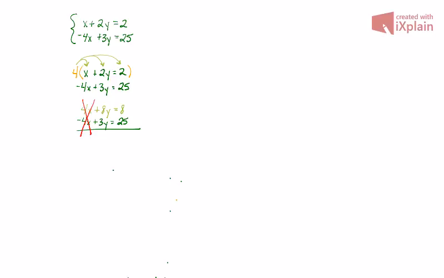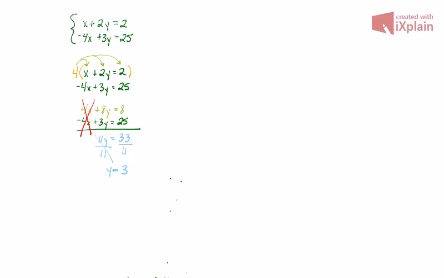So my result here is going to result in an 11y is equal to 33. I can quickly get rid of that multiplication by applying a division to both sides. And this gives me y is equal to 3. So I'm halfway there, almost home free. So I know that y is actually the same thing or equal to 3.